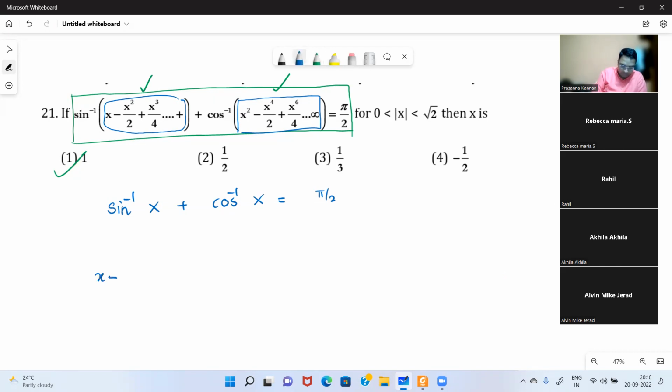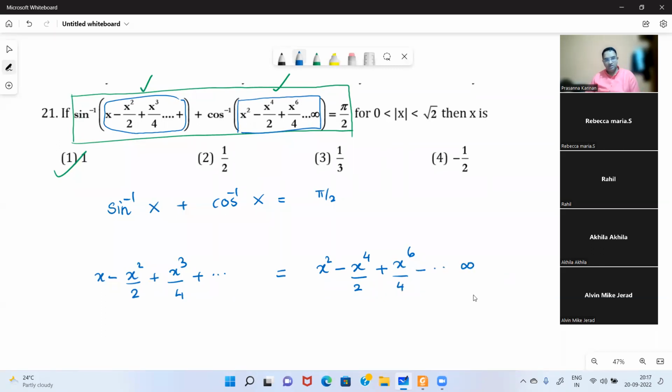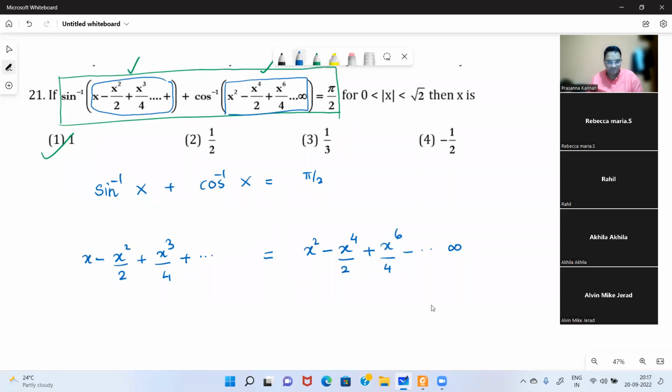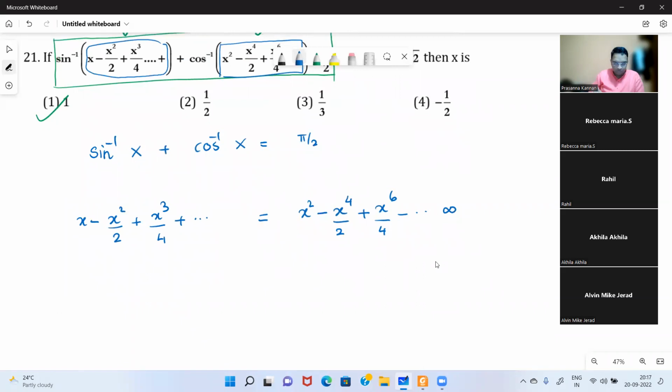So x minus x square by 2 plus x cube divided by 4 plus etc. up to infinity should be equal to x square minus x power 4 by 2 plus x power 6 by 4 to infinity. They both must be equal. Are you all clear on this? Yes, sir. Now both of them have infinite terms.